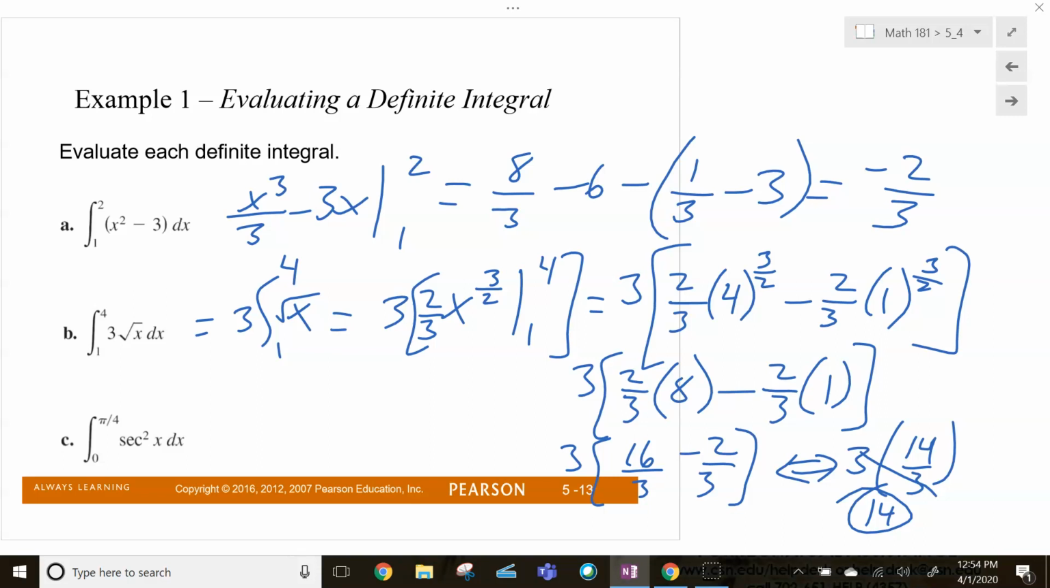All right, now the integral of the secant squared. Remember, the derivative of the tangent is secant squared. So the integral of the secant squared here is going to give you the tangent. And you've got to do it from 0 to pi/4. So now we've got the tangent of pi/4 minus the tangent of 0. Now remember, the tangent is the sine over the cosine.